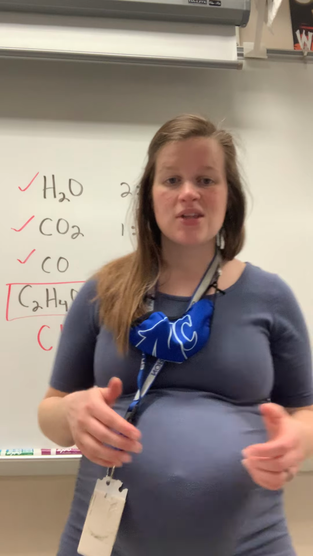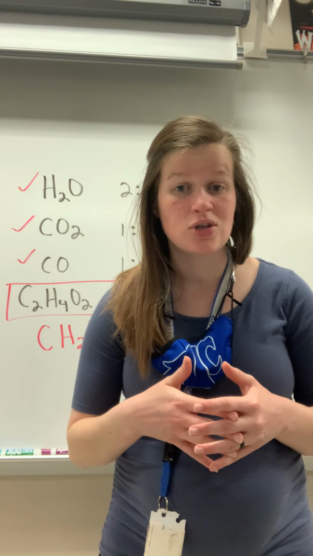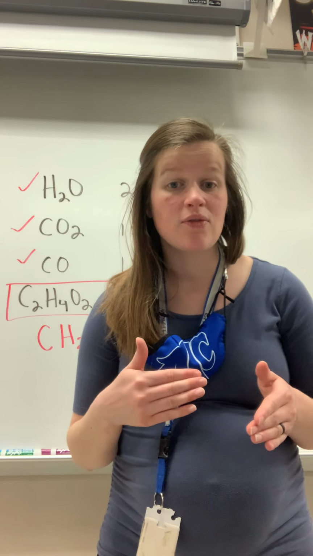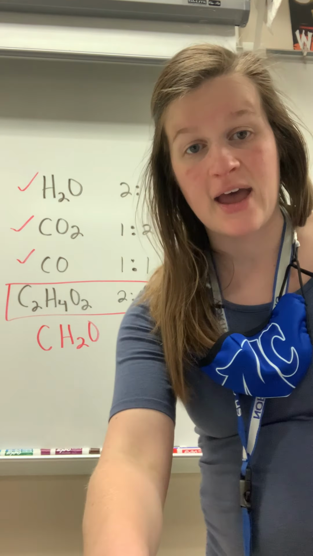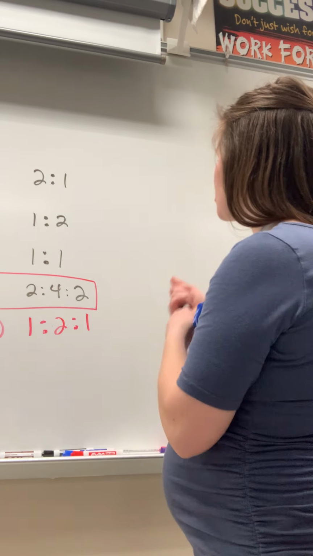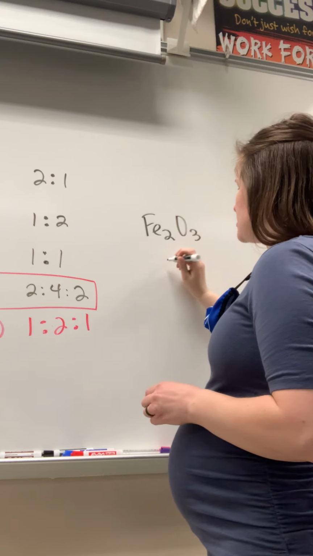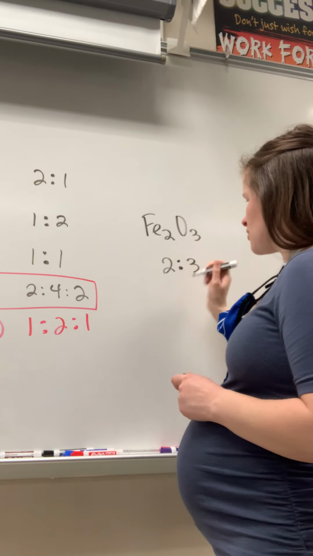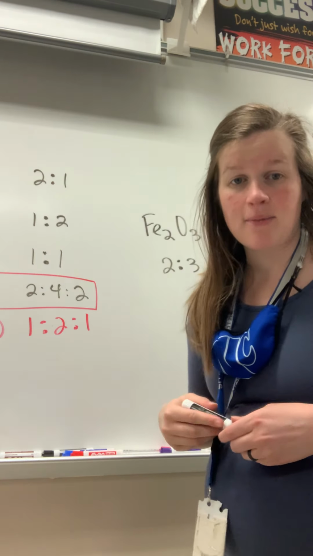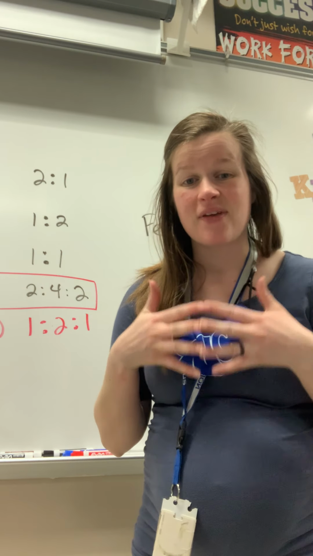Some of you may be watching this and think, okay, so it has to be 1s and 2s. It does not have to be 1s and 2s. It could be a 2 and 3 ratio. For instance, iron(III) oxide's formula would be Fe2O3. This is a 2-to-3 ratio. I can't reduce those anymore, and it's the simplest whole number ratio. So those are all examples of empirical formulas.